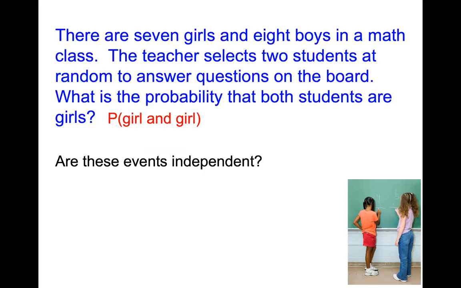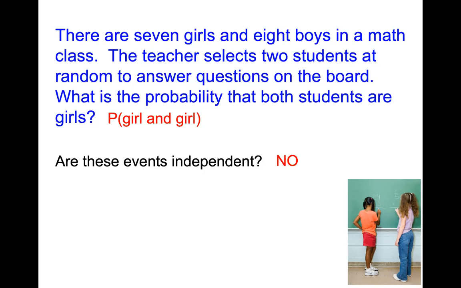So basically, I want to find the probability of a girl and then another girl. So first pick girl and second pick girl. Okay, so this is clearly an and problem. So my first question is, are these events independent? So think about that. Are the events independent? First one being a girl, and then the second one being a girl. Well, in my mind, I'm thinking, is she sampling with replacement or not? In this case, if you're selecting 2 students to answer questions on the board, typically it's 2 different students, right? So you're not sampling with replacement. So I would say that the events are not independent.